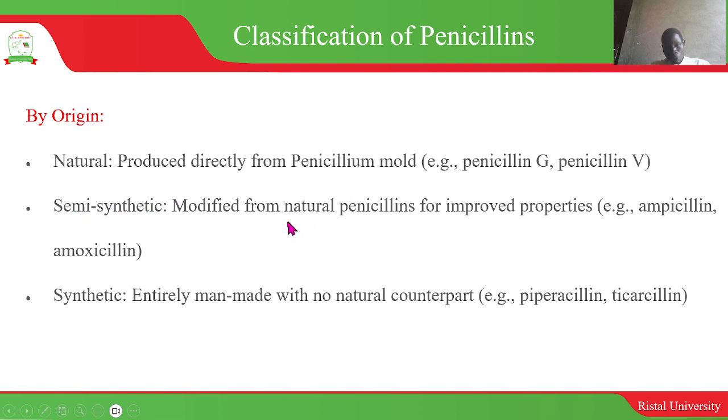Semi-synthetic penicillins are modified from natural penicillins for improved properties. For example, ampicillin and amoxicillin are the semi-synthetic group. Then we have the synthetic. Synthetic means entirely man-made, with no natural counterpart. The examples here are piperacillin and ticarcillin, and we shall see why we move through all these steps to this. It's just because some are more effective on other microorganisms than the other two.